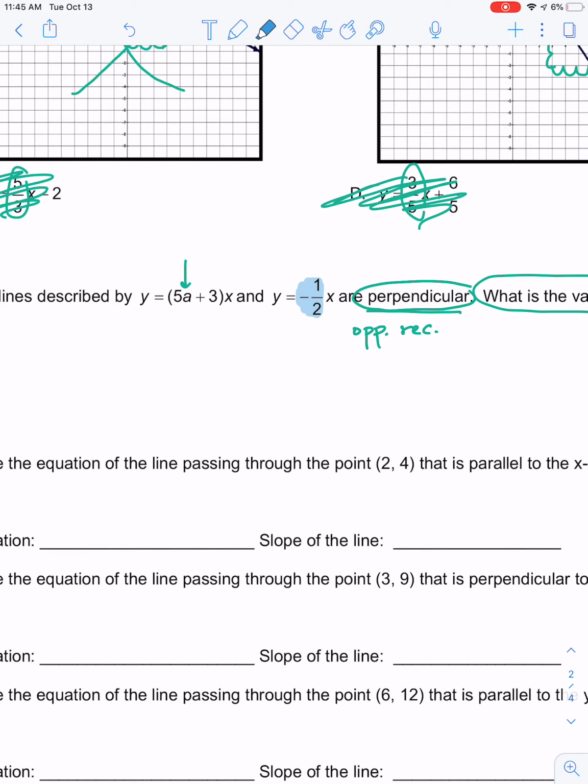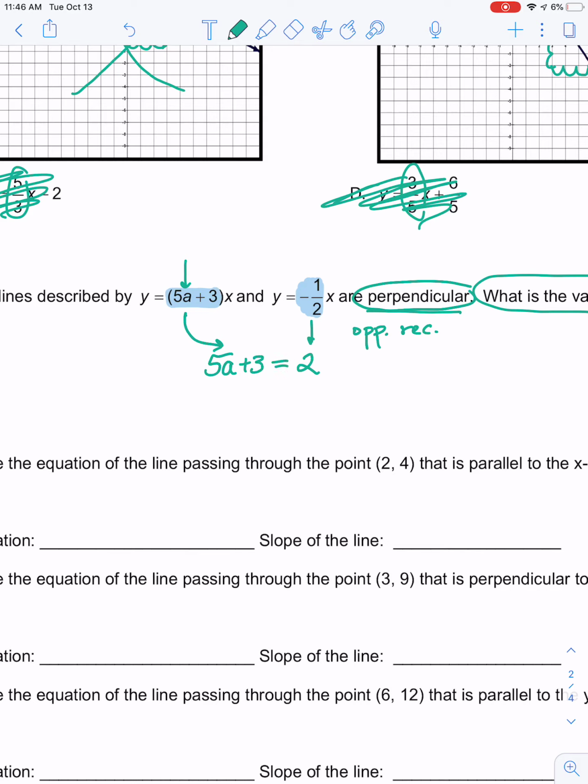My slope for the first equation, we don't totally know, but we know it has to be this piece in parentheses, 5a plus 3. If those two slopes are supposed to be opposite reciprocals, well, let's just focus on negative 1/2. What would be the opposite reciprocal? It would become a positive. We'd flip it over and it'd be 2 over 1. So really just 2. That means that this is supposed to be 2.